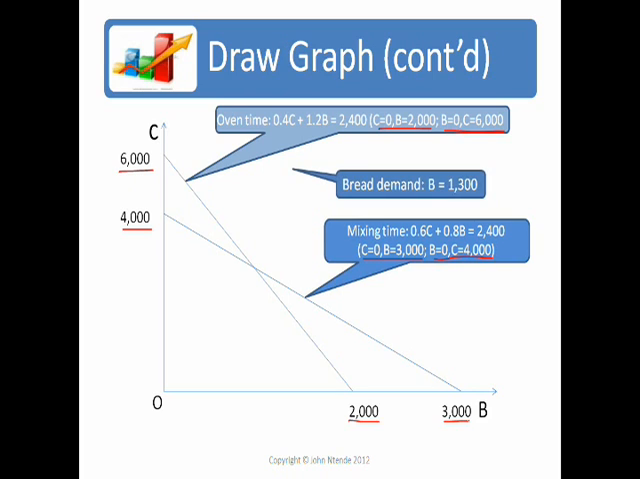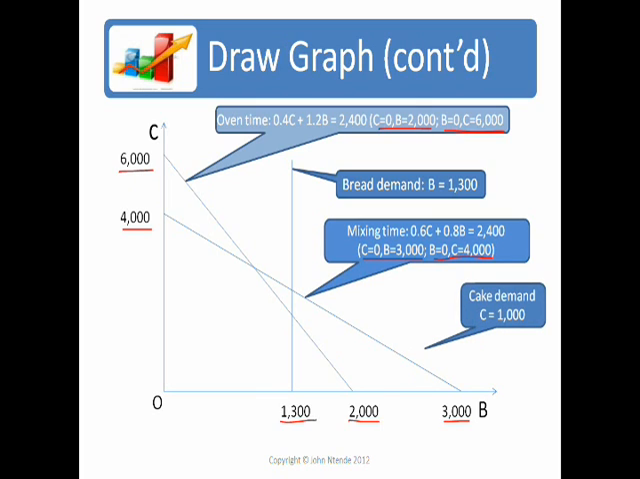Next is the bread demand. b is equal to 1300. So this is a vertical line passing through the point 1300. So we draw a vertical line passing through that point. So that's the line for the bread demand.